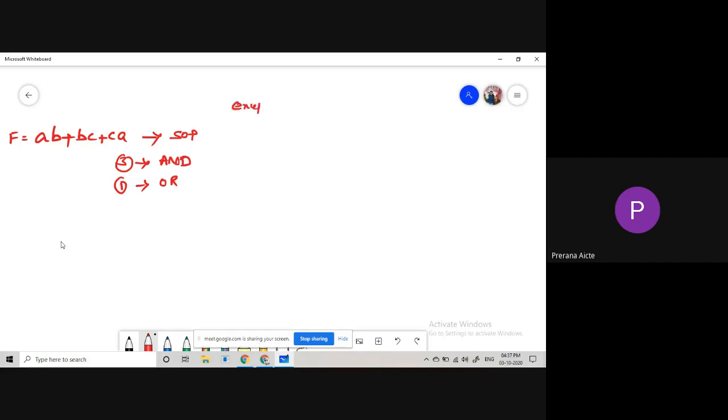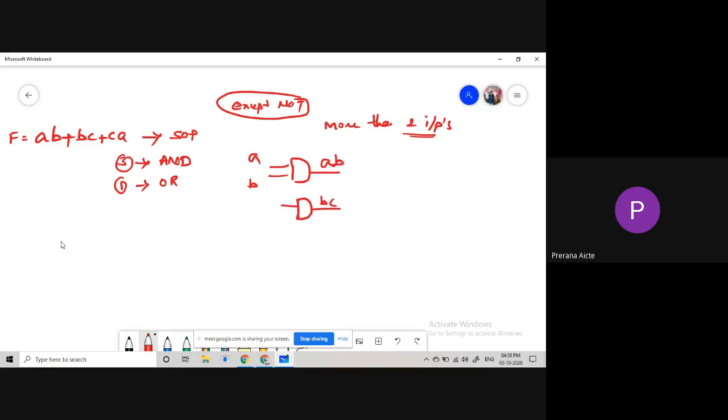Please take a note: except the NOT gate, all the remaining logic gates consist of more than two inputs. For AB, we are using one AND gate. Similarly for BC we are using another AND gate, and for CA we are also using another AND gate. These outputs are given to an OR gate.